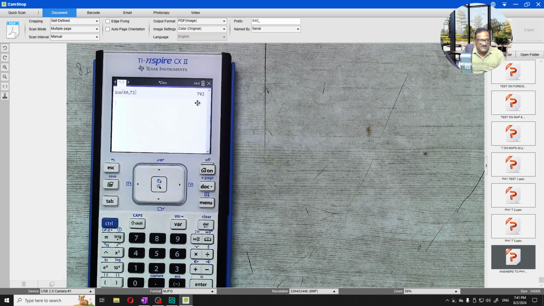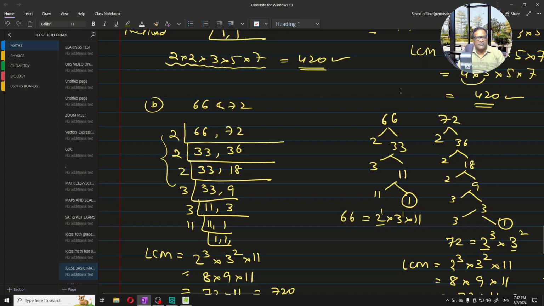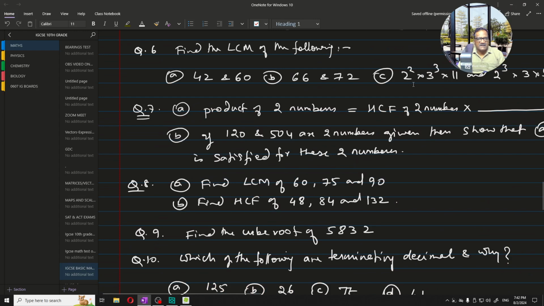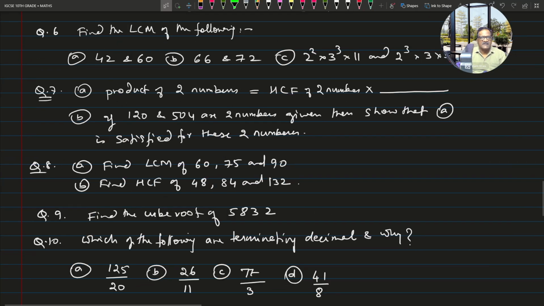Two methods I have taught you. And I have taught you using the GDC also. Isn't it? Right? Chalo. So let us go for the next one. And next one is this one. Okay. It's a 2 square 3 cube 11. And okay, let me do full screen first. Yeah. Now here, the C part of the question is very easy. We can do it here only, C part. Okay.